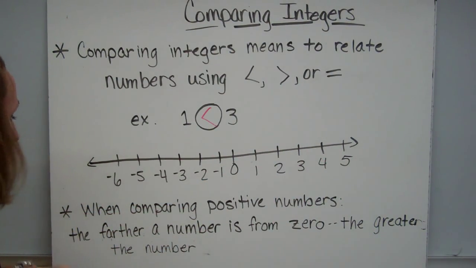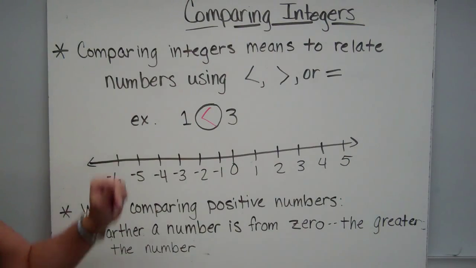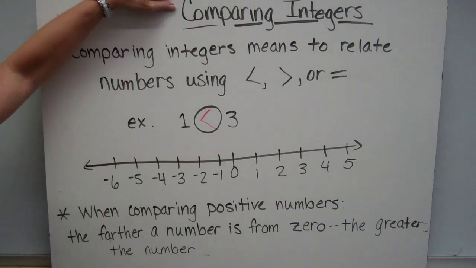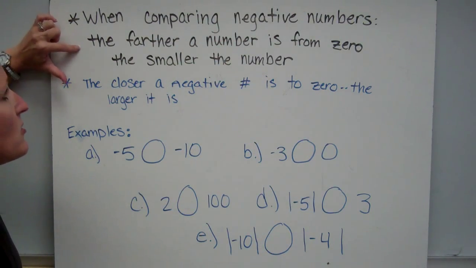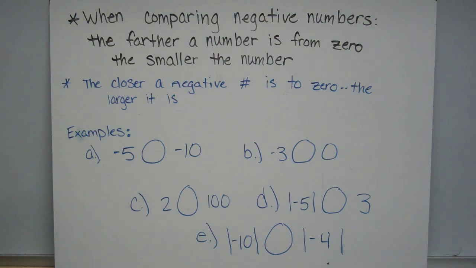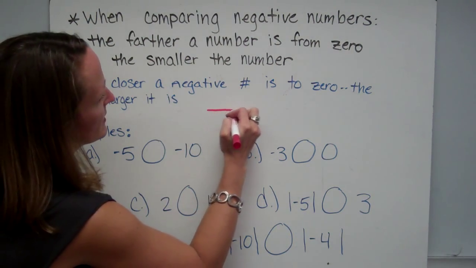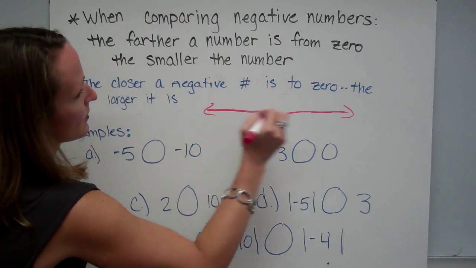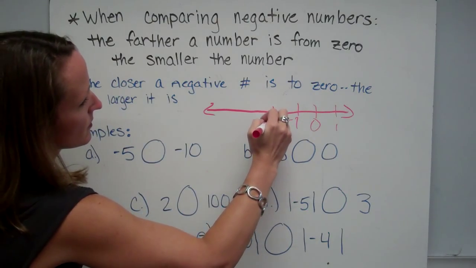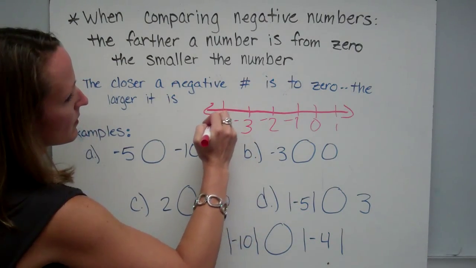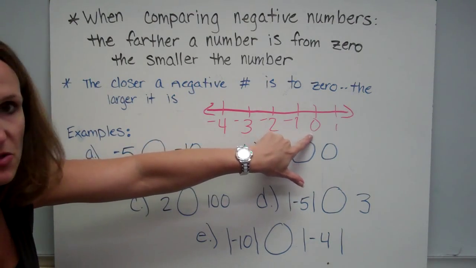When you're dealing with positive integers, you want to remember that the farther a number is from 0, the greater the number. Well, what about when we deal with negative numbers? When you're dealing with negative numbers, the farther a number is from 0, the smaller the number. Or, the closer the number is to 0, the larger it is. So if we had our number line here, here's 0, here's your positive side. This -1 is greater than -4 because it is closer to 0.